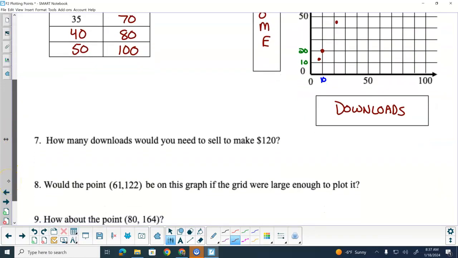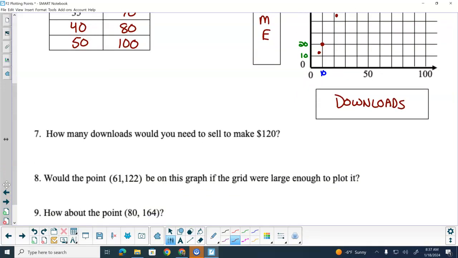So, Bryce, how many downloads would we need to get $120 in our pocket? We're going to take 120 and we're going to do what with it? Now, for everybody else in the back of the room yelling out the answer, we're going to tell them to shh, because we want Bryce to figure this one out. You did a very good job this time.